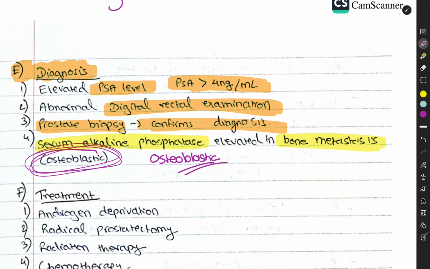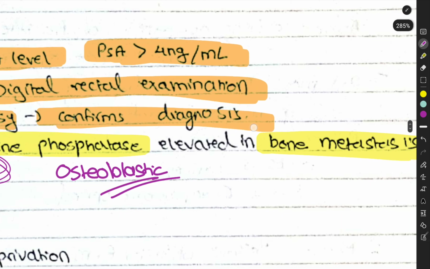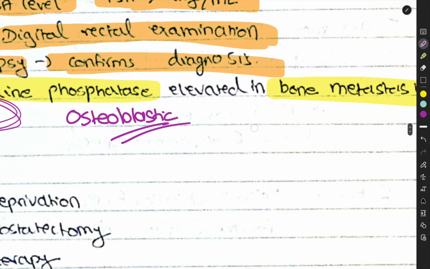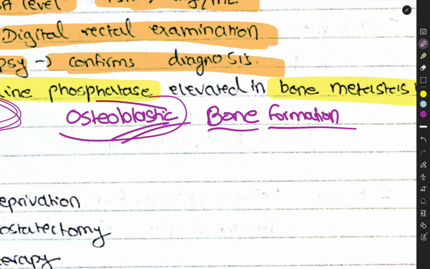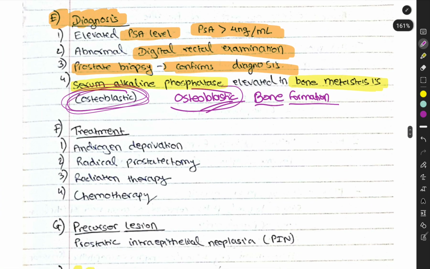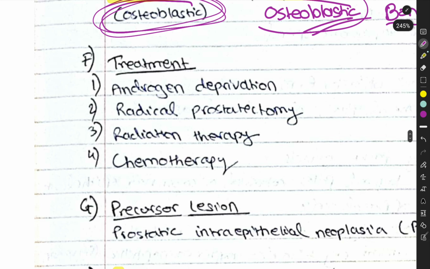Okay, which means that the cancer cells have invaded bone and too many bone cells have formed. It's more about bone formation. Osteoblastic tumors are quite rare. Most of them you'll find are osteolytic, I think, but whatever.